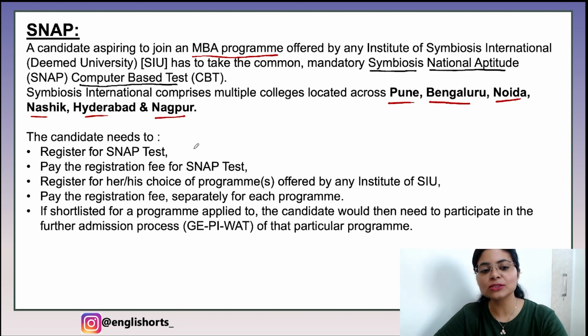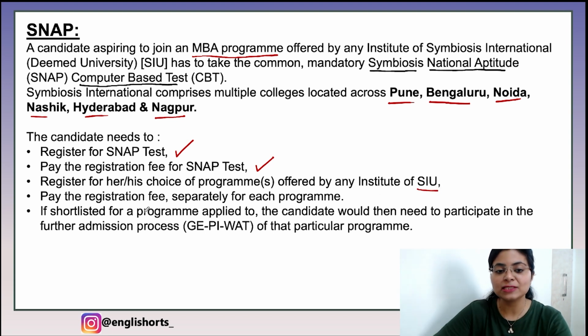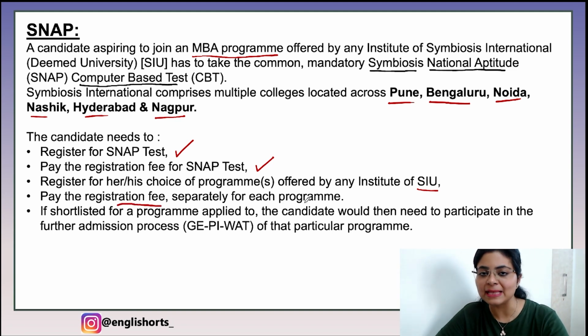The first thing that you need to understand is that you need to register yourself for the SNAP test. You will pay a registration fee for the SNAP test, and then you will have to choose the program that you want to apply to, because there are multiple programs that are being offered by SIU, which is Symbiosis International University. In case you are opting for multiple programs, then there is a separate fee for every program.